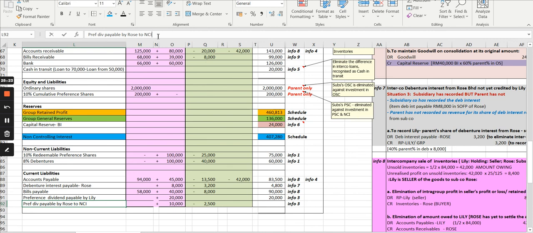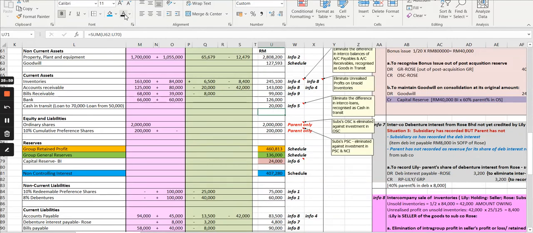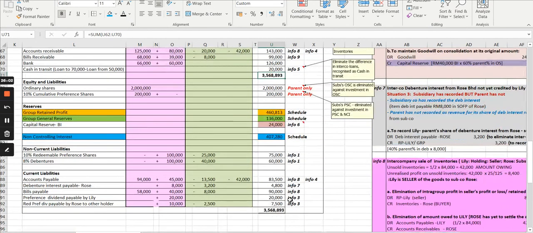This is not non-controlling interest. This is payable to other holders, because this is redeemable preference dividend payable. So I put here redeemable preference dividend payable, so it does not relate to non-controlling interest, but to other holders. So that would be this figure, right? And you can now calculate the total from the liability and equity section, which is 3,568,893, and the total from the asset section, which is equal to this total.